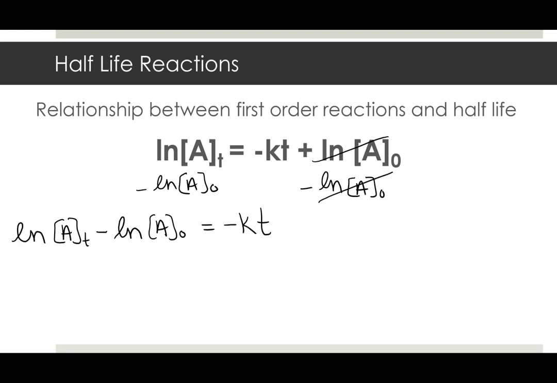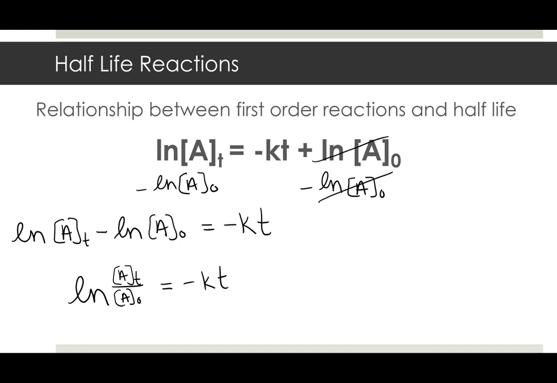Okay. So this is one of those fun algebra concepts. If you have natural log of a minus natural log of a, algebra tells me that I can rearrange this and make it look like this: natural log of a at time t over natural log of a at time 0. That's literally just rearranging this portion. These two things mean the same thing. They're equal. And this is just kt. I haven't done anything over there.